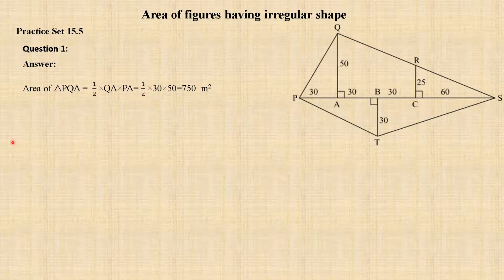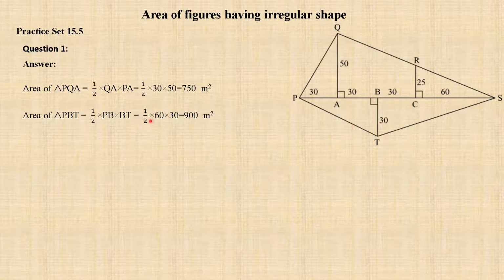So first we'll start with finding the area of triangle PQA. This is a right angle triangle, so we can use the half into base into height formula as the base and height lengths are given. So that is half into 30 into 50, which is 750 meters square. Next, if you see the area of triangle PBT, that is this below triangle, since it is a right angle triangle, again we can find the base and height. The base, if you see here, will be 30 plus 30, that is 60, and the height is 30.